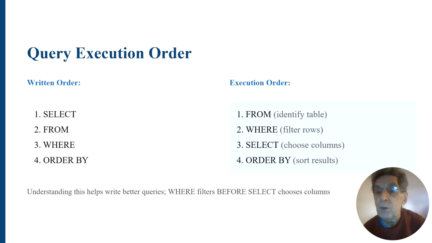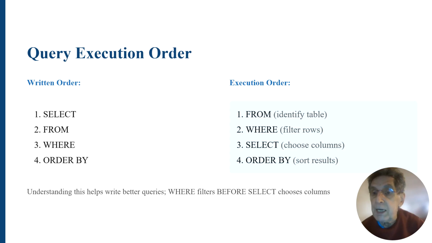Let's look at this execution order side by side. On the left is how you write a query: select, from, where, and order by. But on the right is how it actually executes. Step 1 is the from. The database first identifies which table it's working with. It needs to know where the data lives before it can do anything else. Step 2, the where.